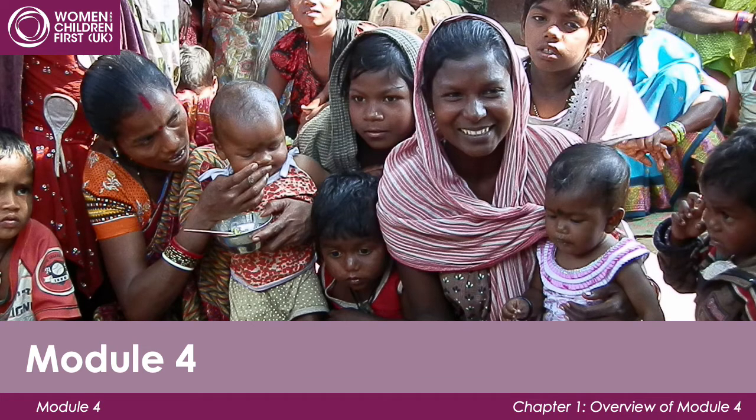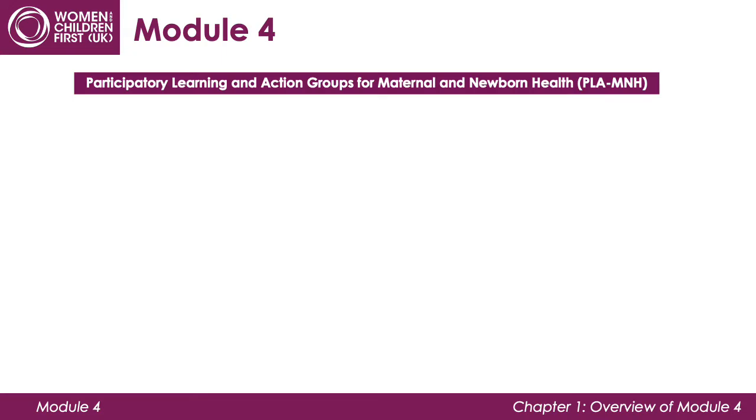So let's look first at the 7 chapters that make up Module 4. Participatory Learning and Action Groups for Maternal and Newborn Health, or PLA-MNH for short, is an effective, low-cost, sustainable and scalable approach for improving maternal and newborn health and reducing mortality. It works particularly well in rural areas where mortality rates are high and where access to services is low. The approach works by organising individuals concerned about maternal and newborn health to take collective action to address their concerns.